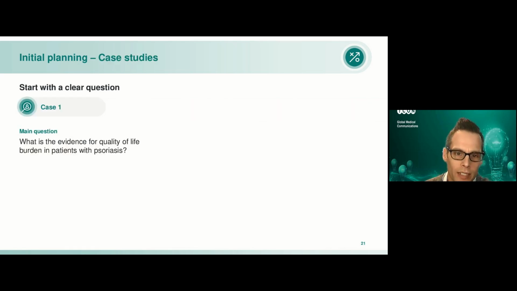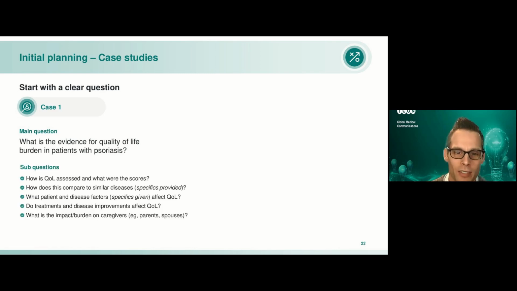And so if we apply this to the cases that we set out a few slides ago, our first case, we have a main question: what is the evidence for quality of life burden in patients with psoriasis? And well, wait a second, that's a pretty vague question itself. And so we can have a really complicated main question, or we can have some clarifying sub-questions, and that's kind of what we did here. So how was quality of life assessed? What tools were used? How was it affected by patient characteristics? So on and so forth.